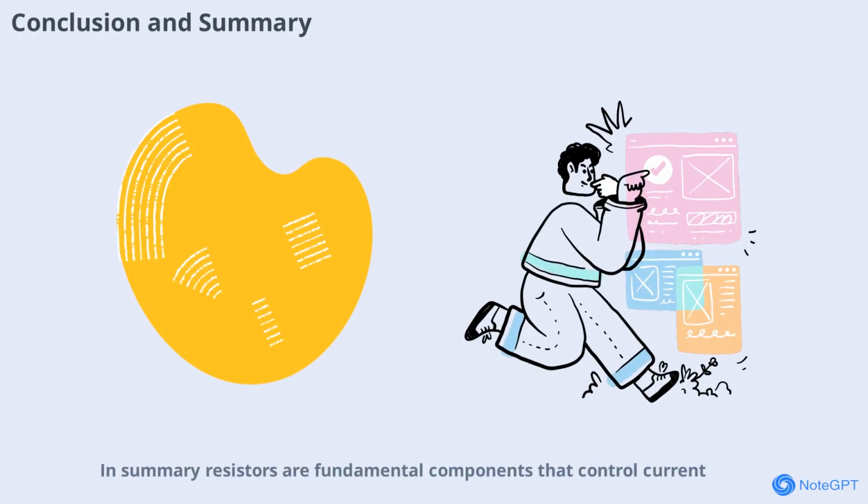Summary: resistors are fundamental components that control current, divide voltage, and protect circuits in countless electronic devices. Understanding their types, functions, and applications is essential for anyone interested in electronics. As technology advances, resistors will continue to play a vital role in shaping the future of electronic design.